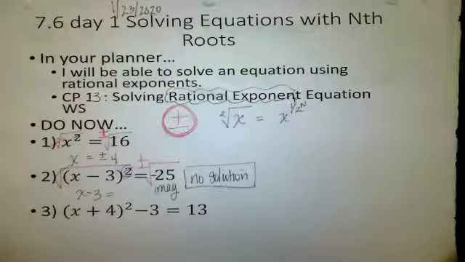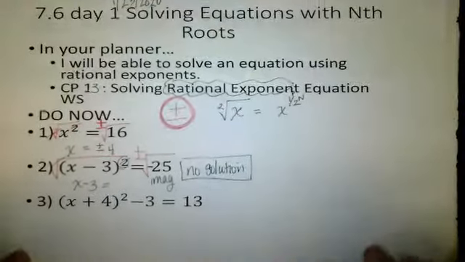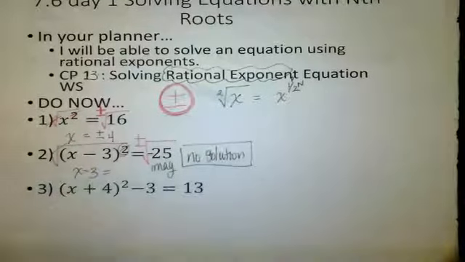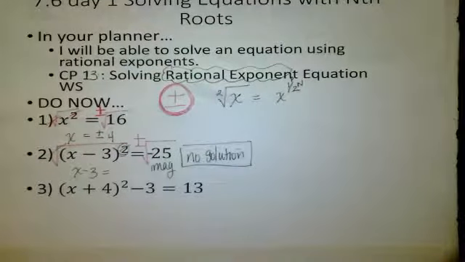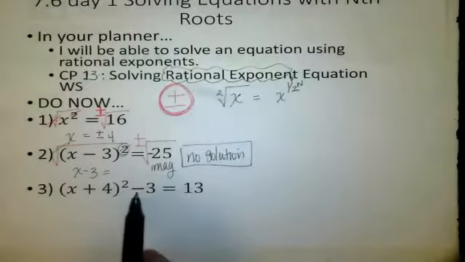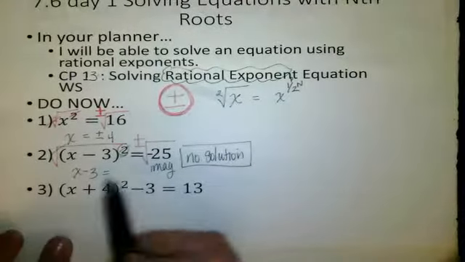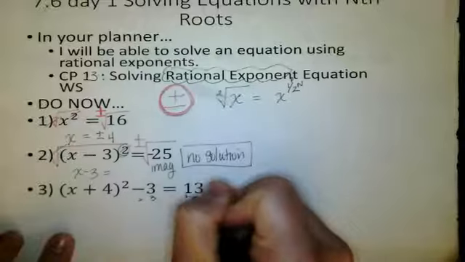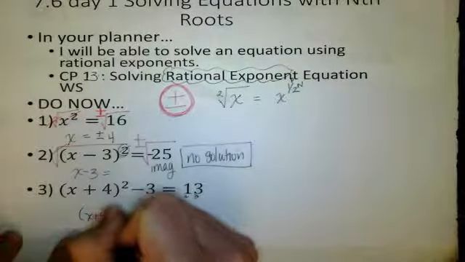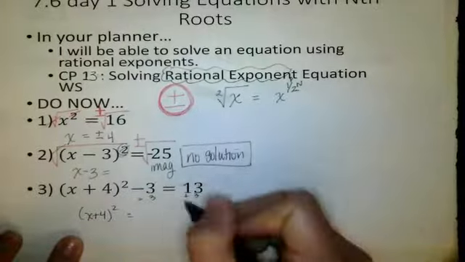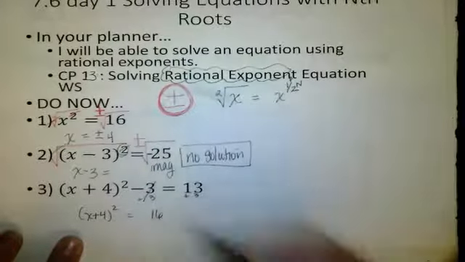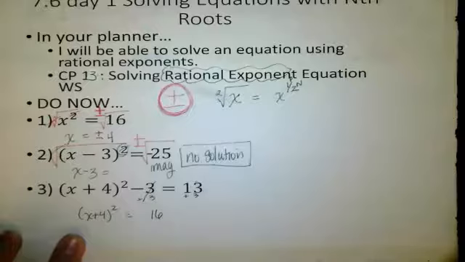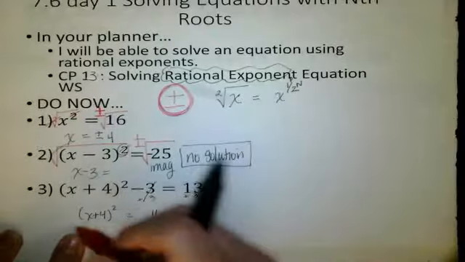All right, so last one here. We want to solve for x. What do you think we need to do first? Eventually, if we want to get rid of the 3, yeah, if we didn't do any adding or subtracting, we need to isolate whatever's being squared first. So we want to actually add the 3 first. So we have x plus 4 quantity squared equals 13 plus 3 is 16. All right, now we can do what? Square root.